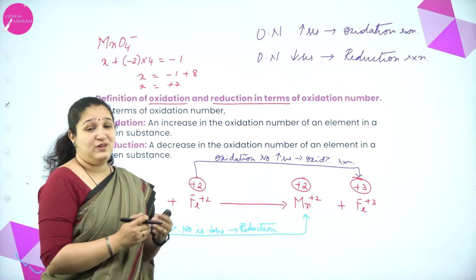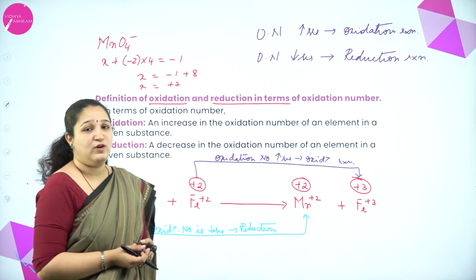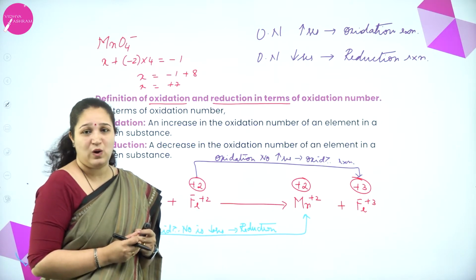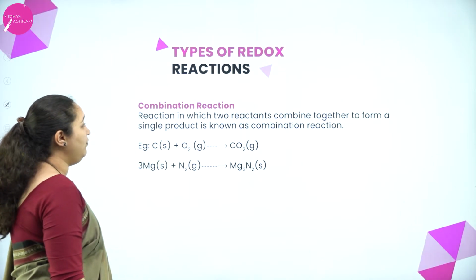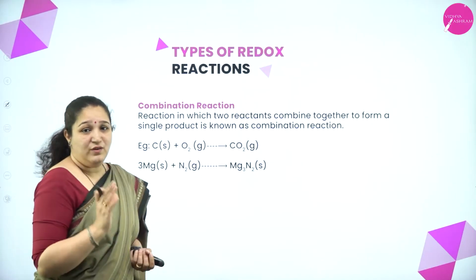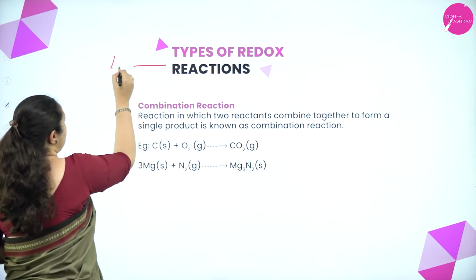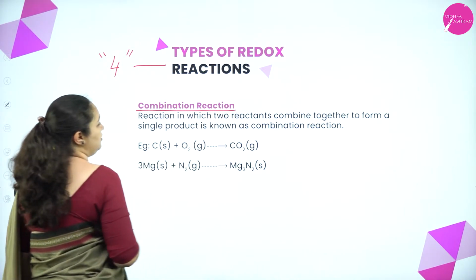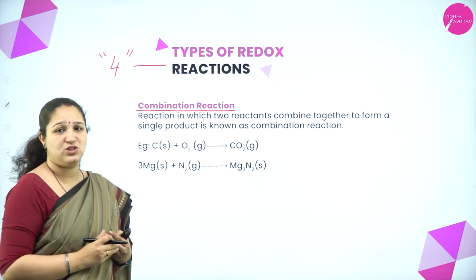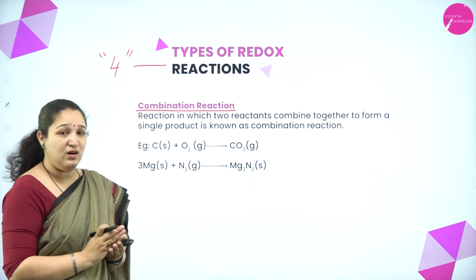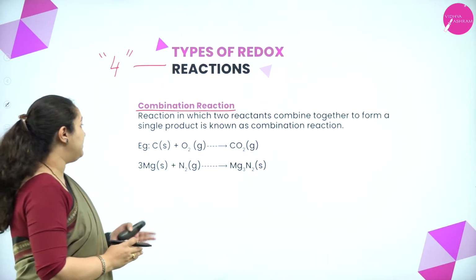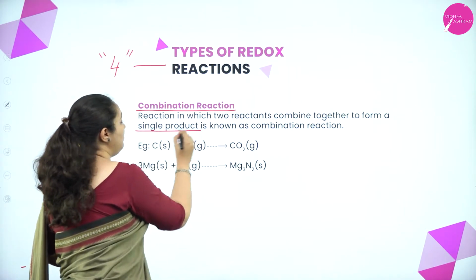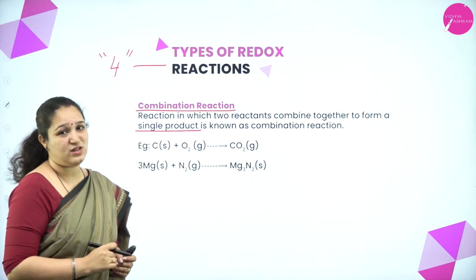If you understand this, only then you can understand all the types of redox reaction clearly. That's the reason I have explained in terms of oxidation number right now. So we'll go to the types of redox reaction. We have 4 different types, and the first one is the combination reaction. What is the meaning of combination? Something is combining. A reaction in which 2 reactants combine together to form a single product is known as a combination reaction.